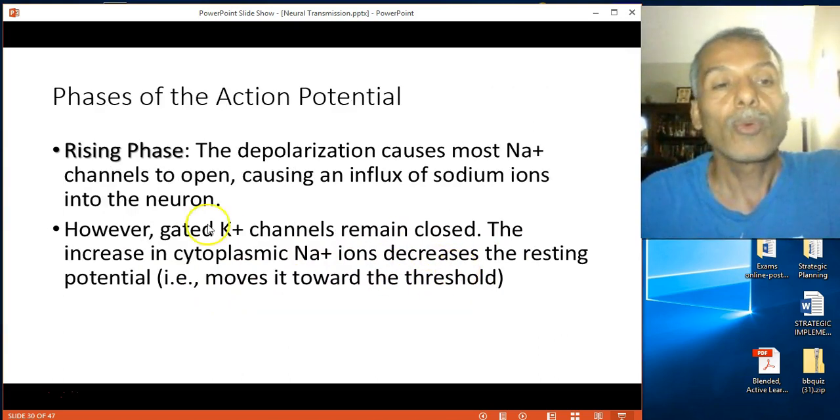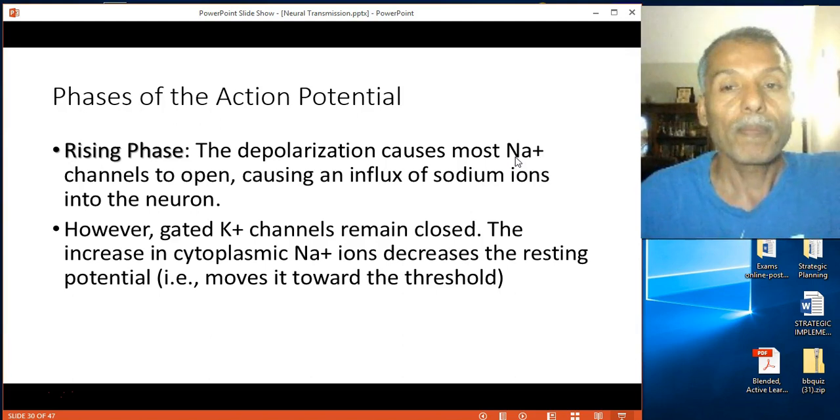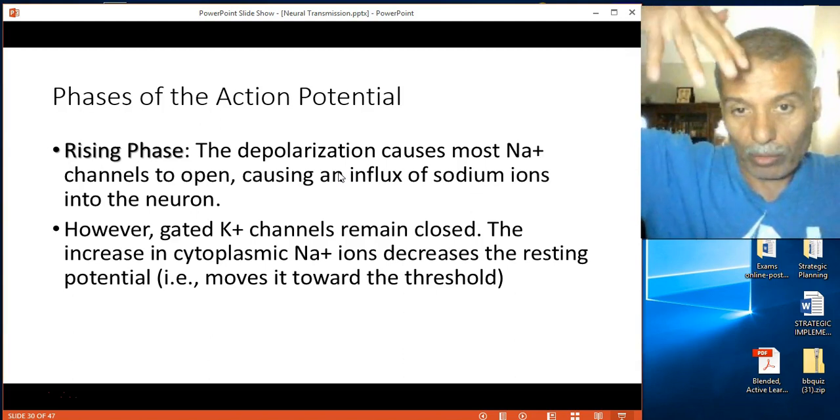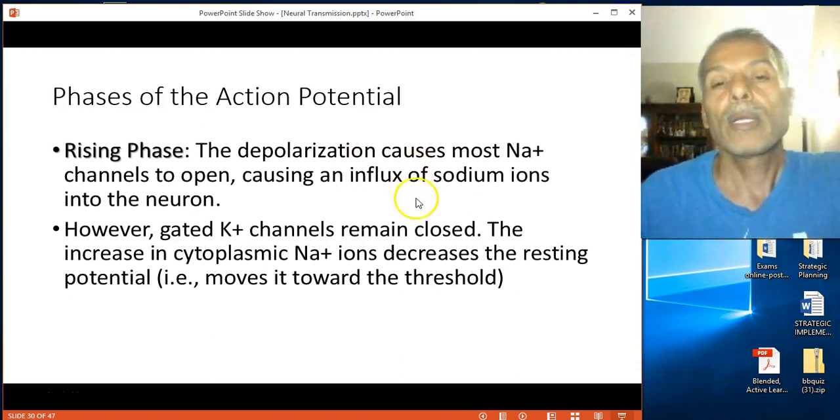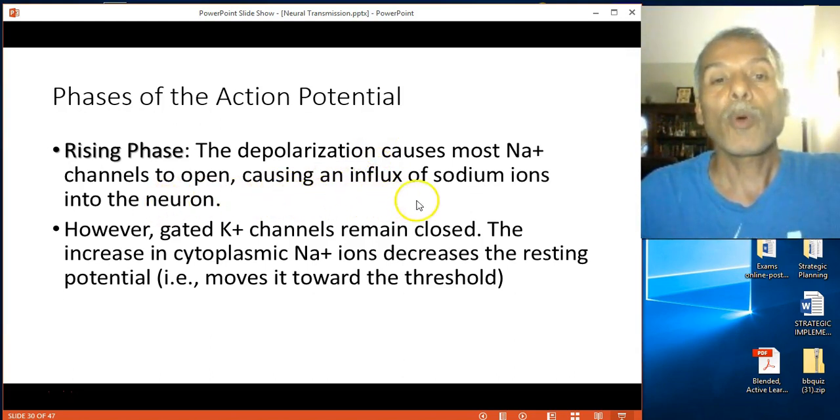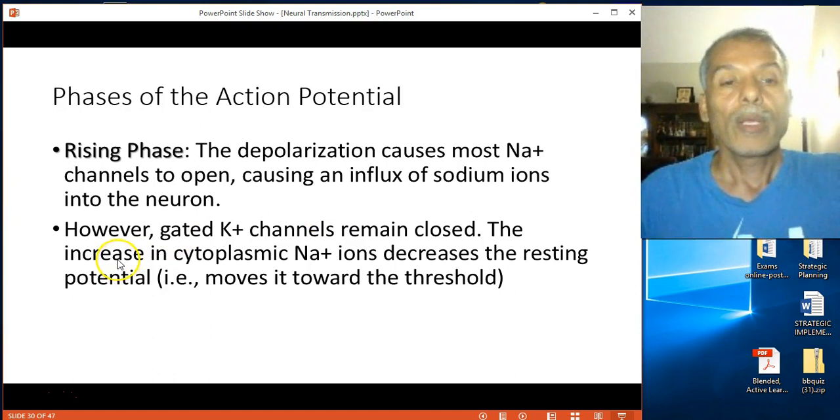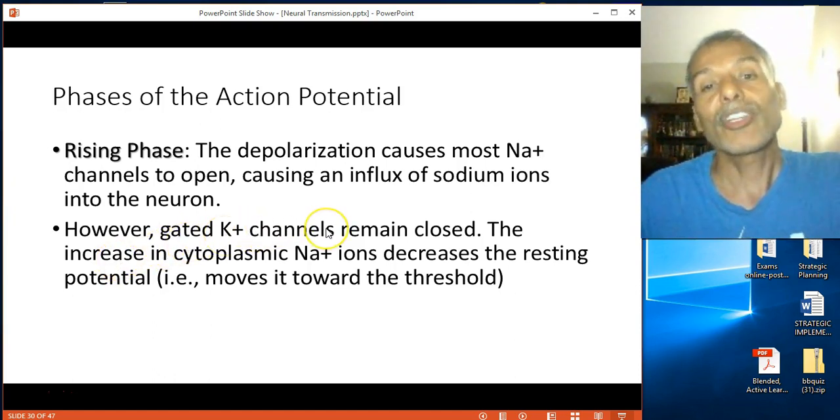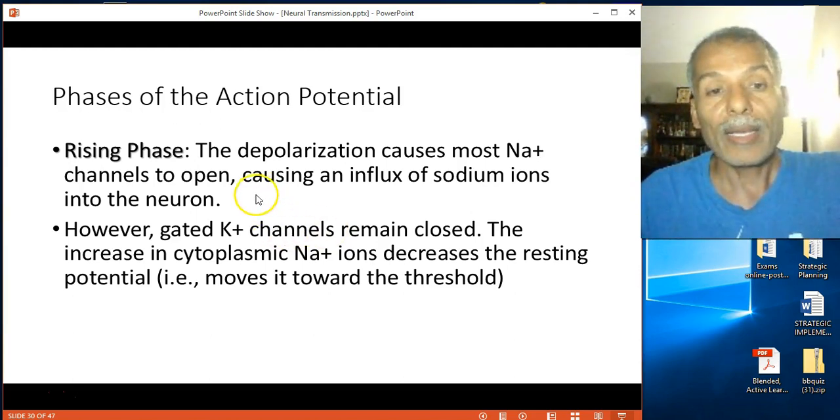So that is where we are driving the cell in the direction of firing. When you have the rising phase, the depolarization causes most sodium channels to open at that time. That causes an influx, just a lot of sodium ions coming in. Remember, there's more outside, so we get an influx from outside into the cell. So you have all these positive charges coming in, and that increases the positivity, decreases the negativity. But the gated potassium channels remain closed. So as you bring in more sodium, the gated potassium channels do not open.